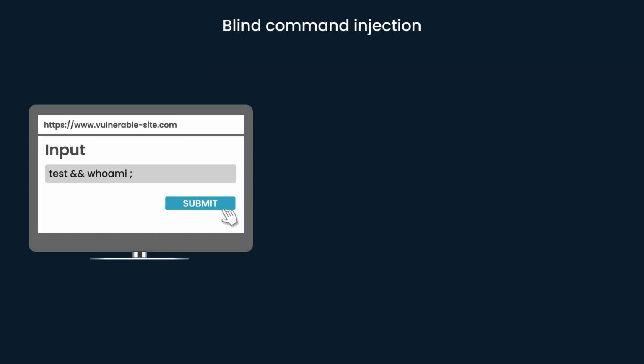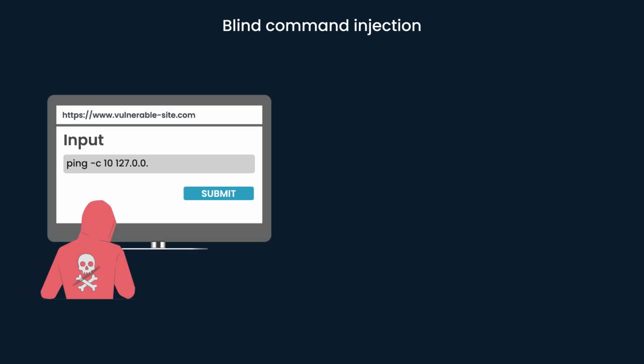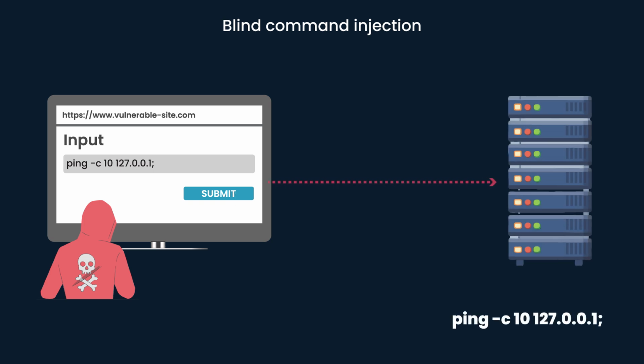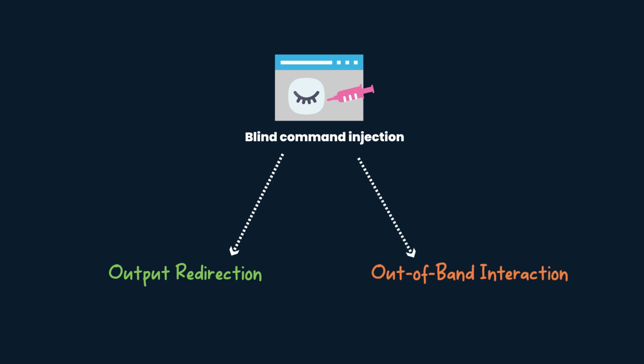Now, sometimes the application's HTTP response does not directly display the command output. So attackers use payloads like ping and sleep that trigger time delays upon execution. Blind command injection can be performed with output redirection and out-of-band interaction.